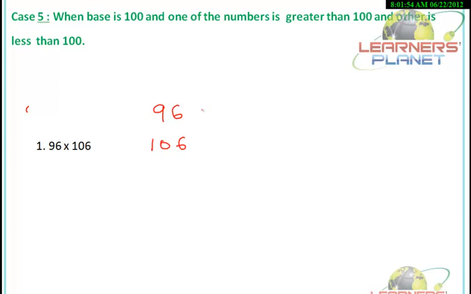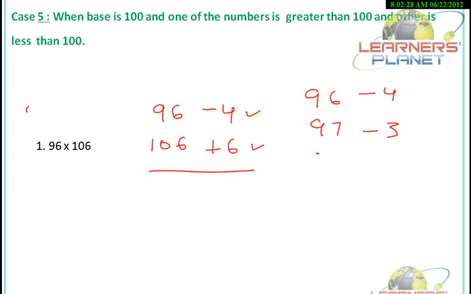Since we are choosing the base as 100, we'll be getting the difference or extra from 100. It's minus 4 from 100 and it is plus 6 from 100. So it is 6 extra from 100 and it is 4 less than 100. In the previous case, both the numbers were either greater than 100 or less than 100. Suppose I take one more example just for a quick recap. Suppose it is 96 into 97. It's minus 4 from 100, it is minus 3 from 100. So we multiplied 4 into 3, 12.